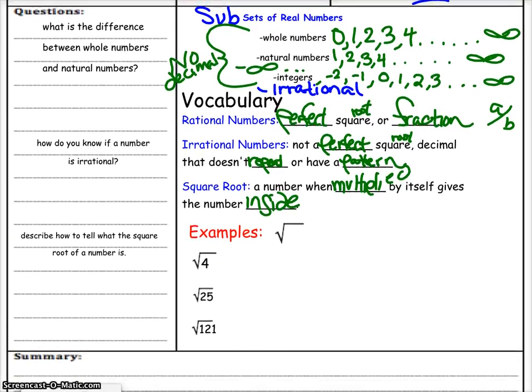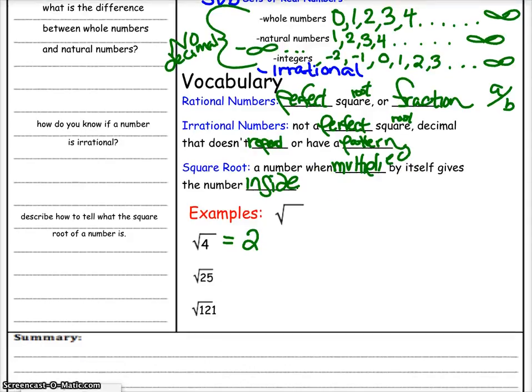And now we're going to start applying these vocabulary words. So what is the square root of 4? 2. What number times itself is 4? 2. I want to pause for a second, and I want you to take out the calculator you're going to use today. All right. So the square root of 25, I say what number times itself is 25, and I know it's 5. Square root of 121, what number times itself is 121? And I know it's 11.